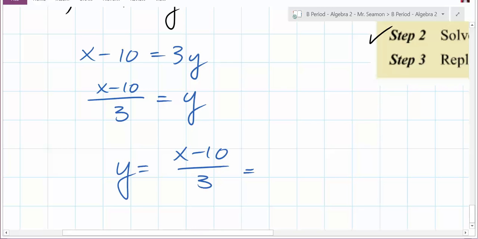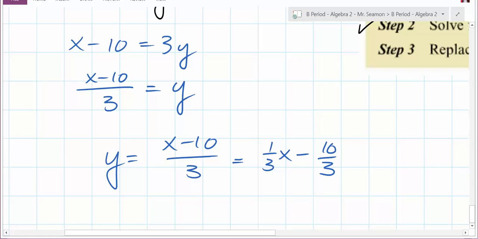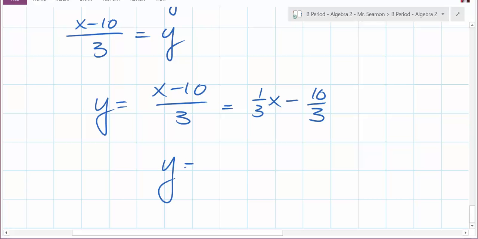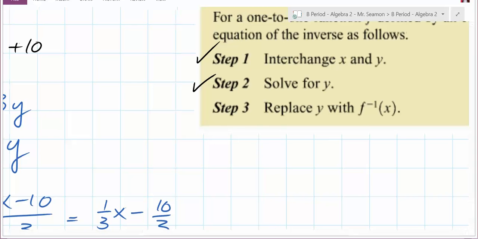And you might write it as this instead: 1/3 x minus 10 over 3. So our inverse, I like writing it like this. 1/3 x minus 10 over 3, just to be super clear. We solved for it, and now what does it say to do?